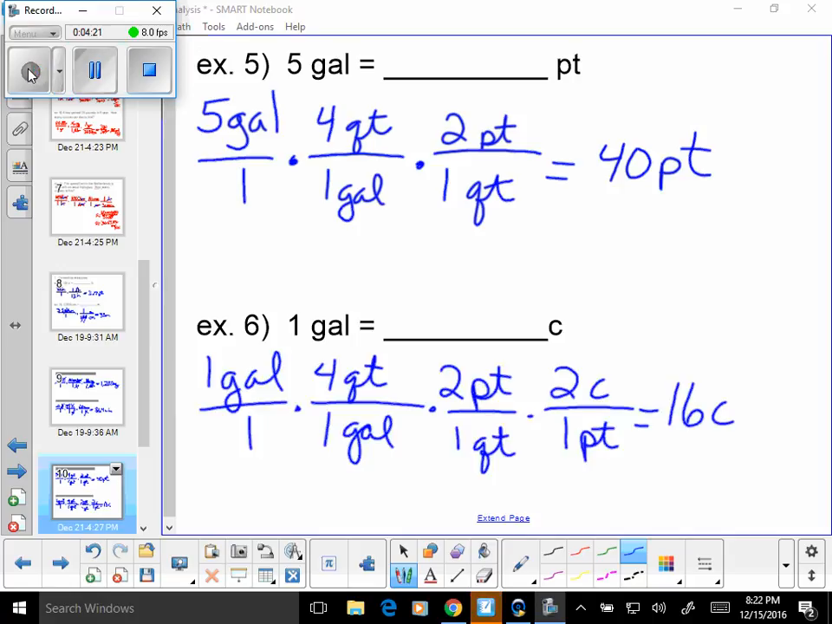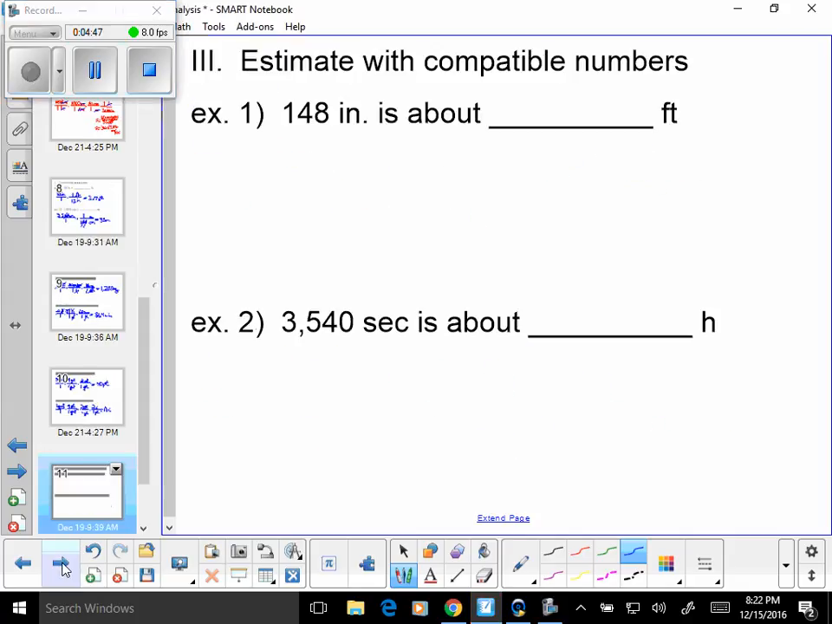Okay, how'd you do? We had to go from gallons to quarts, then from quarts to pints, and then from pints to cups. And yes, when you buy a gallon of milk, you get 16 1-cup servings out of that. It's not a bad number to kind of remember either, because sometimes that number comes in handy, that there's 16 cups in a gallon.